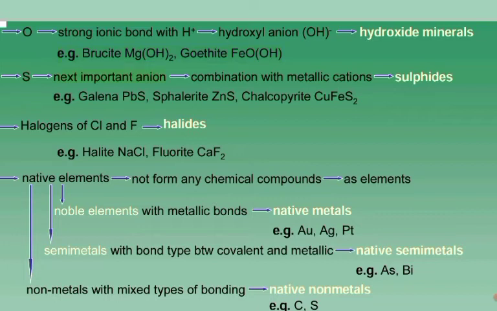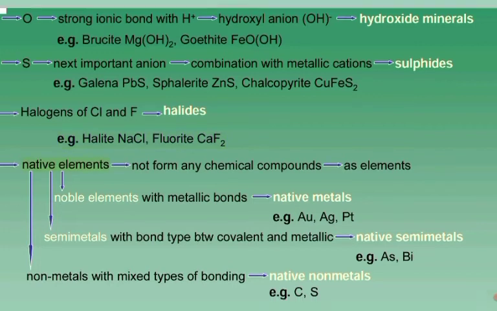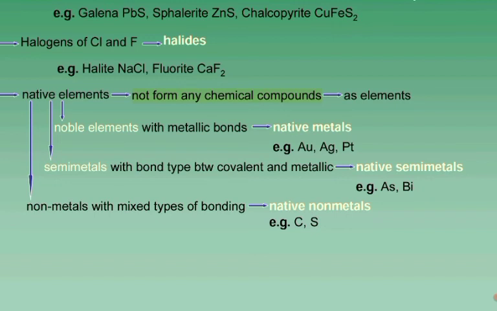S is the next important anion, in combination with metallic cations: sulfides, e.g. galena PbS, sphalerite ZnS, chalcopyrite CuFeS2. Halogens such as Cl and F form halides, e.g. halite NaCl, fluorite CaF2. Native elements do not form any chemical compounds. Noble elements with metallic bonds are native metals, e.g. Au, Ag, Pt. Semimetals, with bond type between covalent and metallic, are native semimetals, e.g. As, Bi. Non-metals with mixed types of bonding are native nonmetals, e.g. C, S.